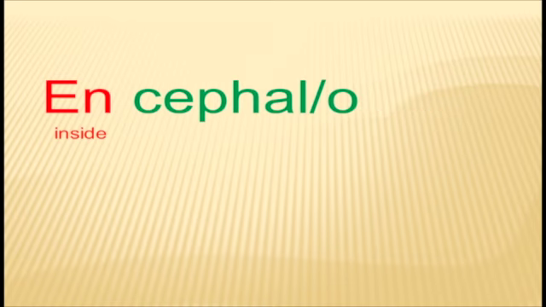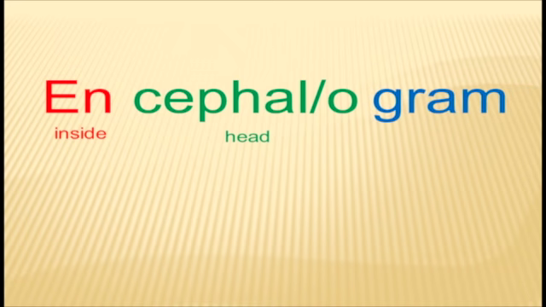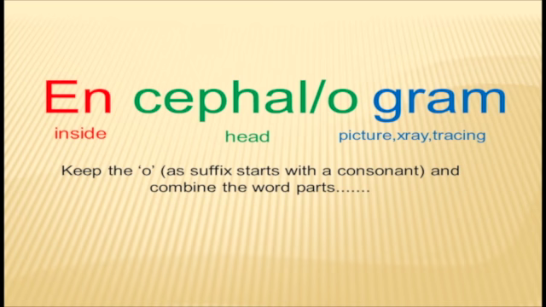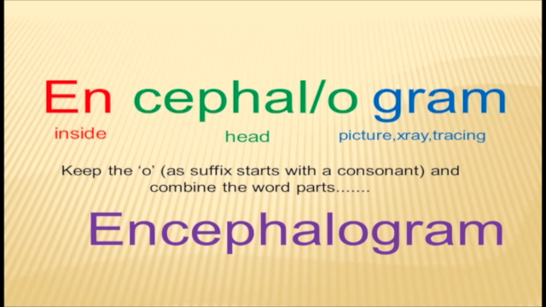Let's have a look at another one. This time the prefix is en. A small prefix, only 2 letters, but it means inside. The root word kephal, meaning head. And the suffix gram, meaning a picture, an X-ray or a tracing. Now in this instance the suffix begins with a consonant, so we keep that O and the word becomes encephalogram. We still start at the end in our translation. It becomes a picture inside the head, i.e. the brain.